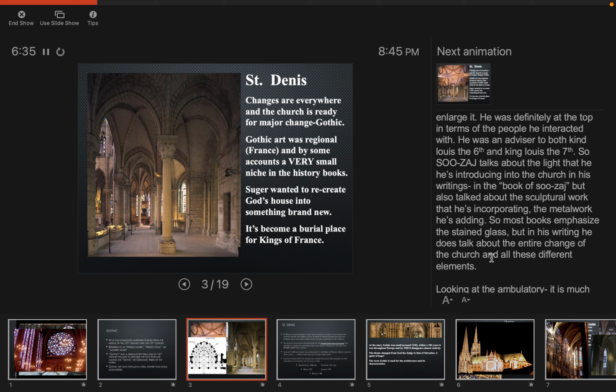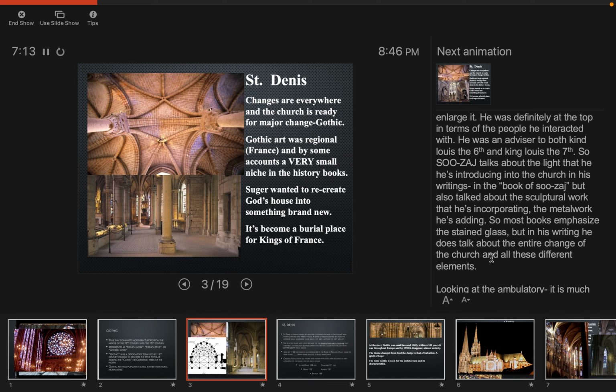So most books emphasize the stained glass, but in his writings he does talk about the entire change of the church and all of these different elements. So Suger is kind of the architect of Saint Denis. When it came time to revive it and enlarge it, he wanted to recreate God's house into something brand new. And it's become a burial place for kings of France, which is important to note.